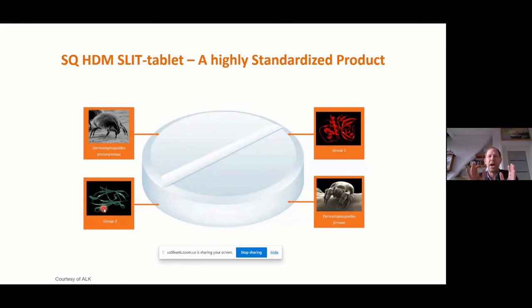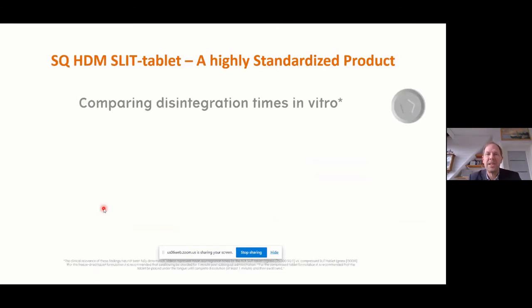And each part of this tablet is produced separately, and then it is fit together so that we really have each allergenic part represented in equal parts in this tablet. So this is a really highly standardized product compared to all other immunotherapy products where the mites are simply crushed and dissolved in a solution and then standardized all together. Here, everything is standardized separately and then fit together. And these standardized allergens are then filled into a lyophilized tablet. And this tablet has the big advantage that it dissolves extremely fast.